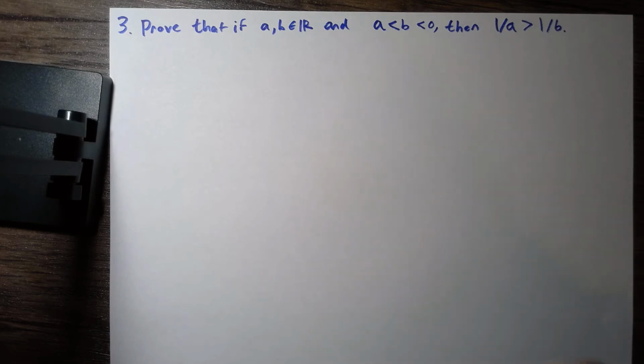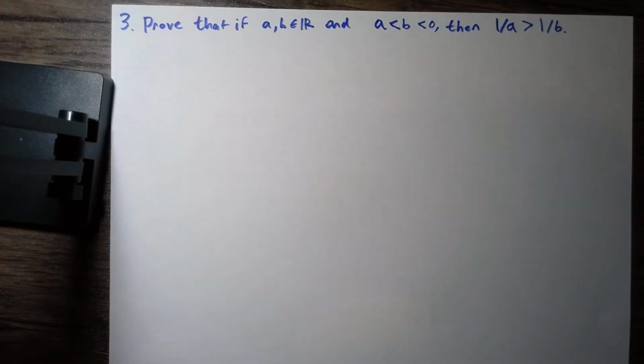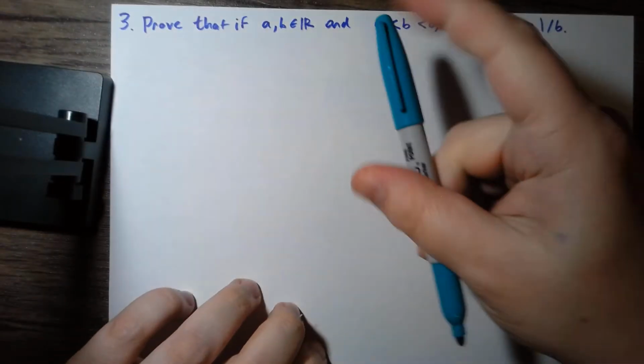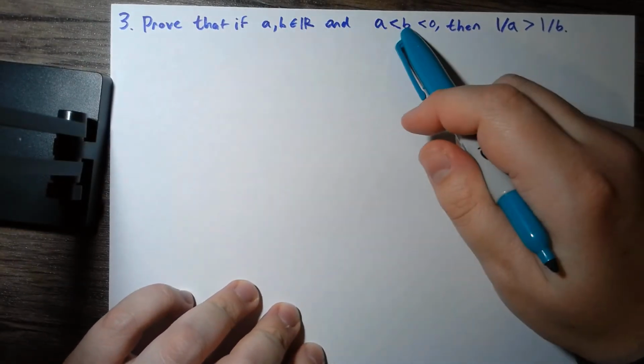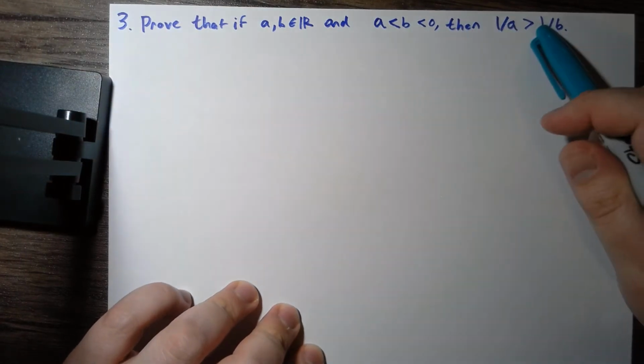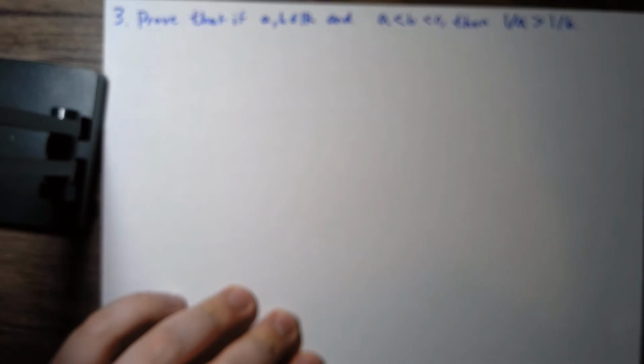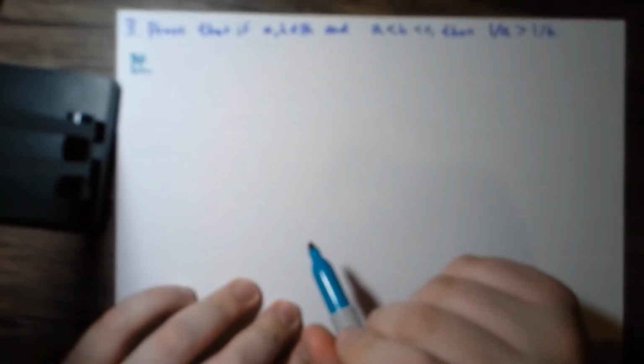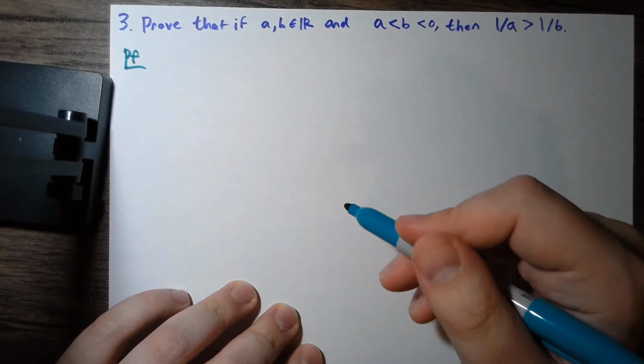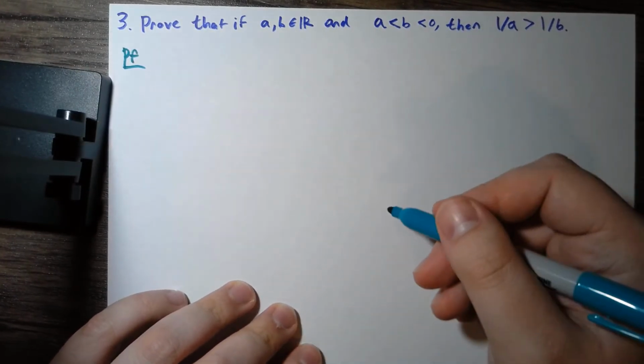All right, so we're doing problem 3 from chapter 2 of Rosenlicht, Introduction to Analysis. We want to prove that if we have real numbers a and b with a less than b less than 0, then 1 over a is greater than 1 over b. And so to prove this, let me focus the camera. So the proof is going to be in the following lines.